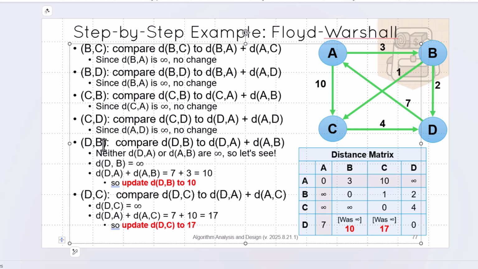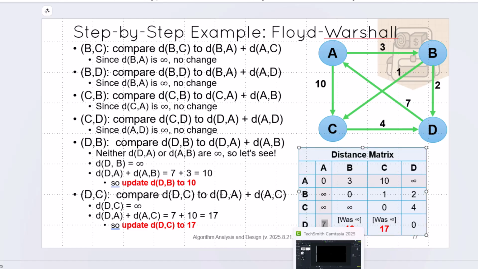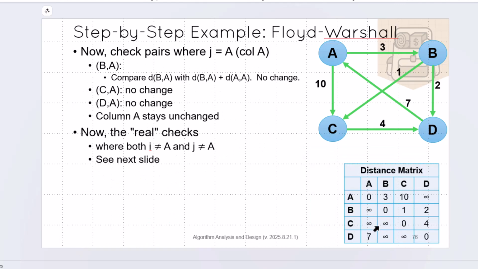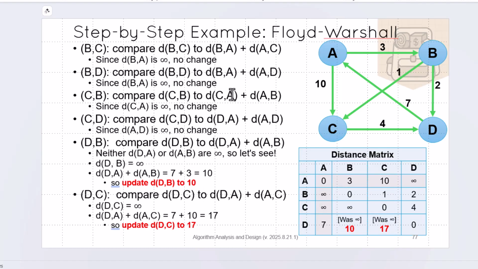Okay, what about DB? So compare D of DB to D of DA plus D of AB. Neither the distance of DA nor the distance at AB is infinity. Okay, so DA is 7. And then AB is 3. Neither of those is infinity, so let's see. Our current DB was infinity. That was our previous value, right? DB is infinity, because we did not have a direct edge from D to B. So can we update it? And the answer is yes.